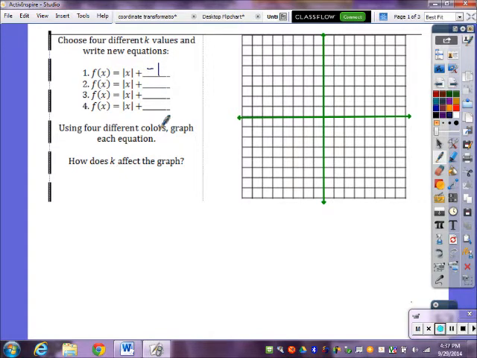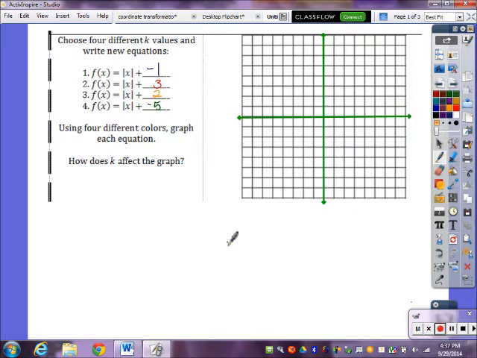And if you look down here, it says using 4 different colors graph each equation. So I'm going to use 4 different colors to write my numbers so I can keep up with, once I graph it, which number goes with which graph. Just picking some random numbers here, okay?